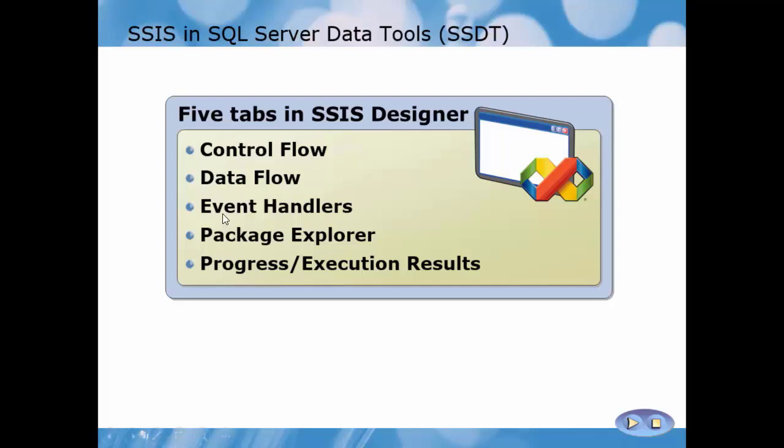And we can also design our SSIS packages inside the event handlers. For example, as I said, during the data flow, if something goes wrong, you want to log that error message into a SQL Server table, so you can do that inside the event handler. Also, you have a package explorer where you can walk through each and every component of your SSIS package. We finally have another tab called progress or execution results. When you execute your package from SSDT, you can go to the progress or execution tab and see how things are going on. Pretty shortly, I'll be showing you these 5 tabs inside SSDT.